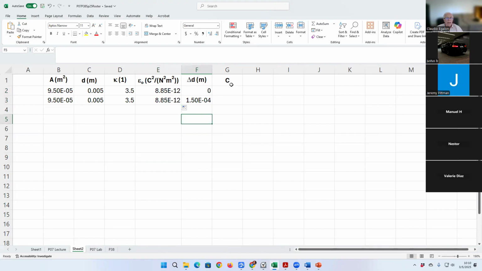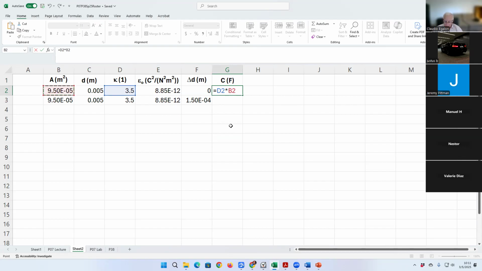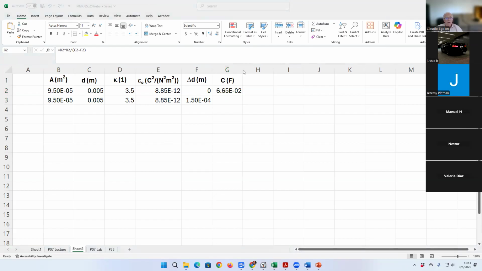Doesn't change for the other configuration. And here I'm going to put capacitance in farad, calculated. And let's calculate that. First is the kappa. Kappa is the first one that goes there, times the area divided by D. And by the way, divided by D, and don't forget minus my delta D, because I'm compressing. And let's see if I forgot anything. There's one more term, which is the epsilon naught.